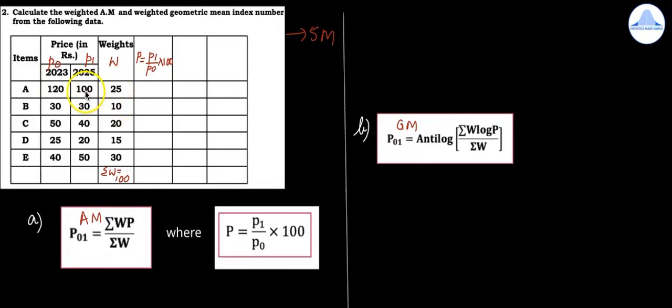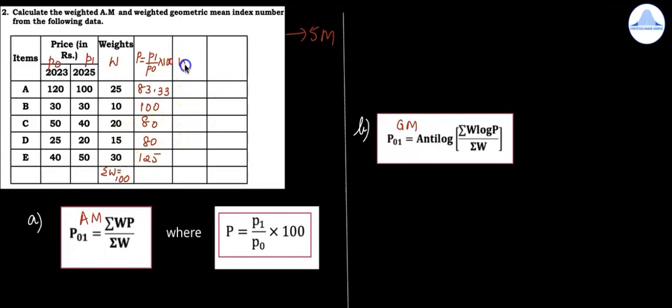So it is 100 divided by 120 into 100. So it will be 83.33. You can just take only two places after the decimal after rounding off. Next is 30 divided by 30 into 100. It will be 100. Next value is 80, and then you have 125.